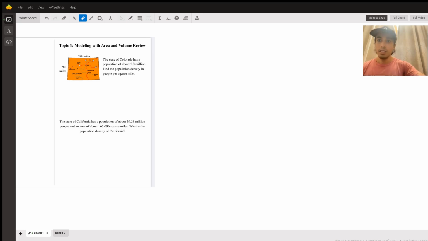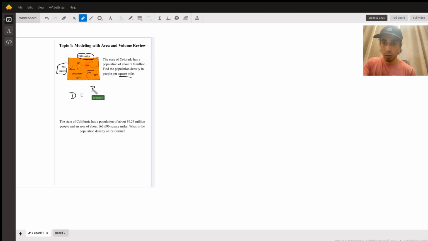All right, so for the first one here, the state of Colorado has a population of 5.8 million. Find the density in people per square mile. Notice the dimensions they give you, these lengths, are already in miles, and it wants people per square mile, so we don't need to do any conversions here. Density equals population over area. So we have 5.8 million over the area. Remember, your area is the length times the width, so 280 times 380.